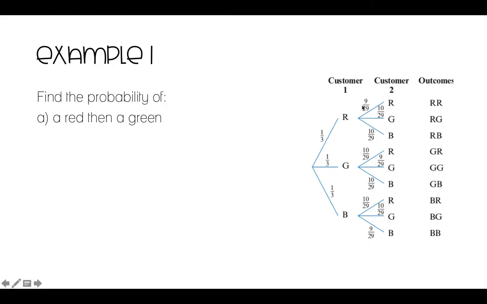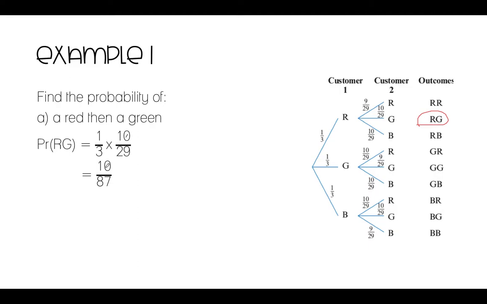So let's find the probability of a red then a green. So that is the probability of a red then a green, so this outcome here. So we're looking for the probability of 1/3 times 10 ninths. So what we get is 10 29ths, 10 out of 87.